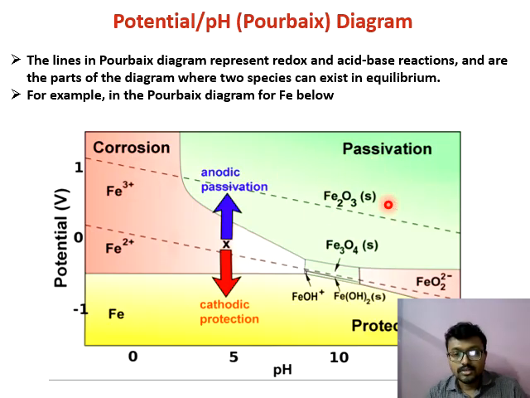and this green color is called the passivation zone. So when it is present in the iron state, corrosion has not started yet, so that is called the protected state. When corrosion is occurring, it is the corrosion state. And when it is forming some oxide, iron 3 oxide Fe2O3, iron plus 3, and another oxide Fe3O4, when it is forming these oxides, it is called the passivation zone.